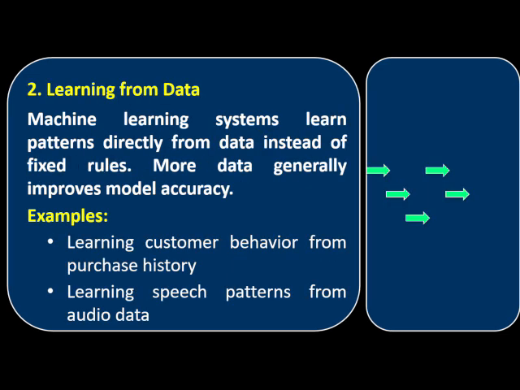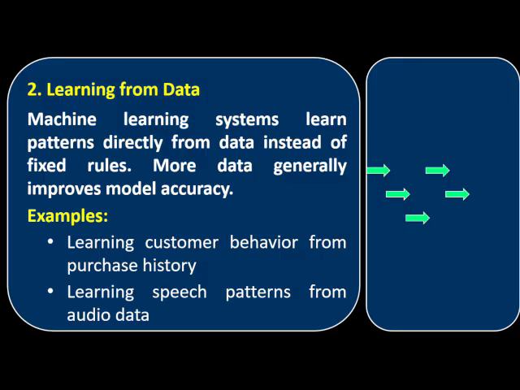So, the next one is learning from data. Machine learning systems learn patterns directly from data instead of fixed rules. More data generally improves model accuracy. For example, learning customer behavior from purchase history, learning speech patterns from audio data. So, machine learning systems learn from data, not from hard coded rules. This is the fundamental difference between machine learning and traditional software.